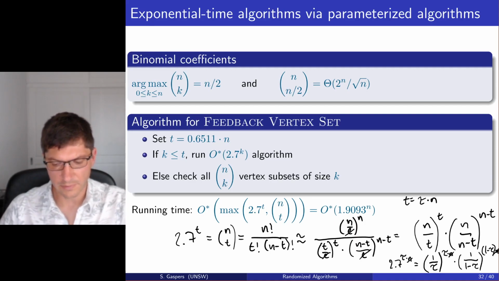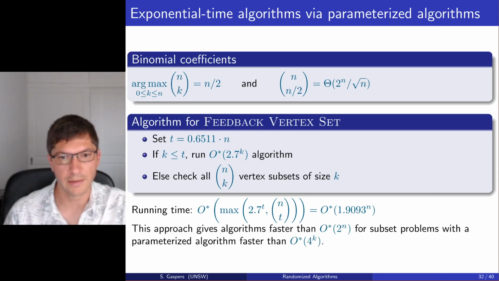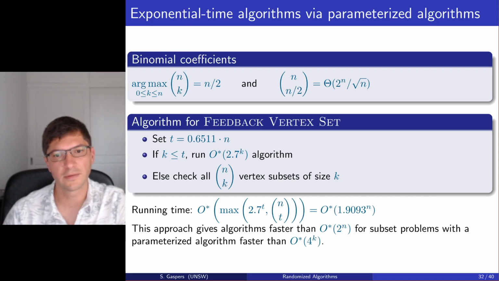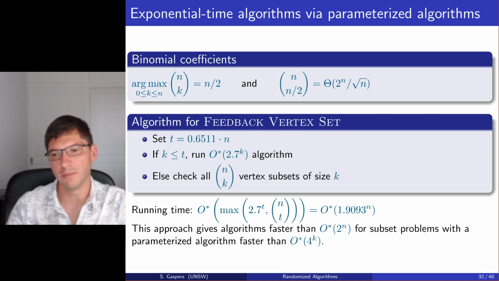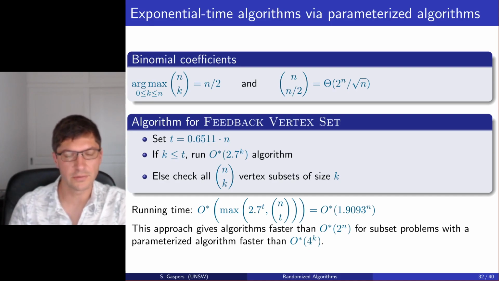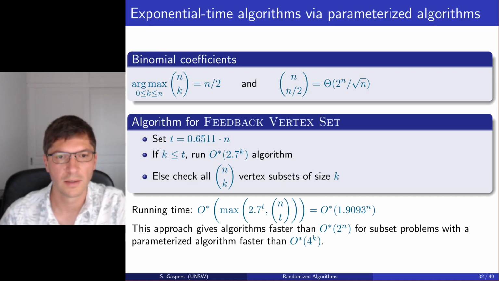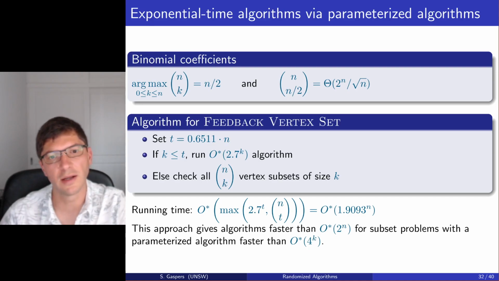And so this is, of course, a very general technique. This approach gives an algorithm that's faster than 2 to the n for such subset problems where we want to find, let's say, a subset of vertices among a set of n vertices, or maybe a subset of edges or a subset of variables, etc. So it works for subset problems that have a parameterized algorithm that's faster than 4 to the power k.